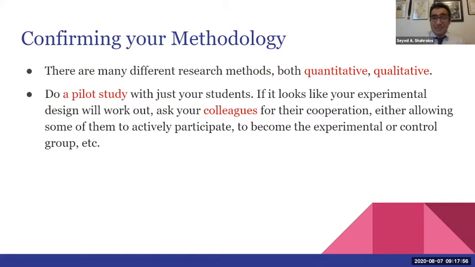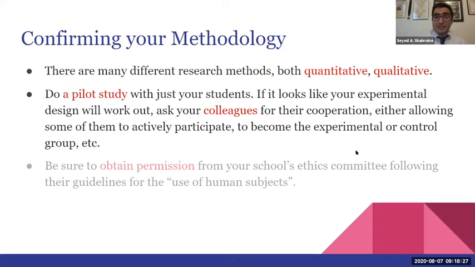And then if everything's going well, if it looks like your experimental design, for instance, will work out, then ask your colleagues for their cooperation. Maybe they could be a co-researcher, maybe they could be a co-author with you, right? Maybe they could contribute in some way and maybe participate in your study, and so many other ways that colleagues could help. So confirm your methodology, basically.